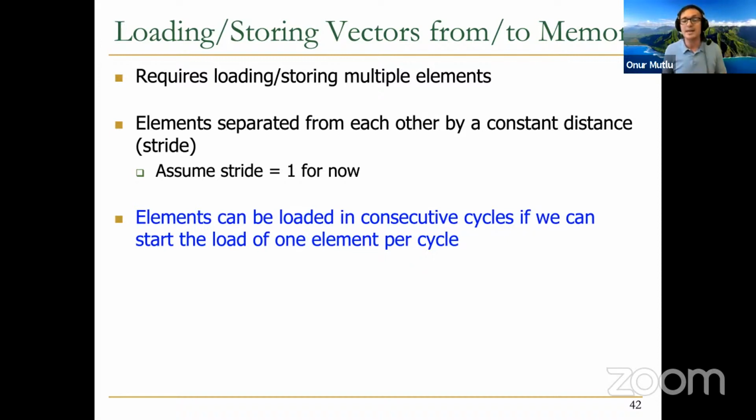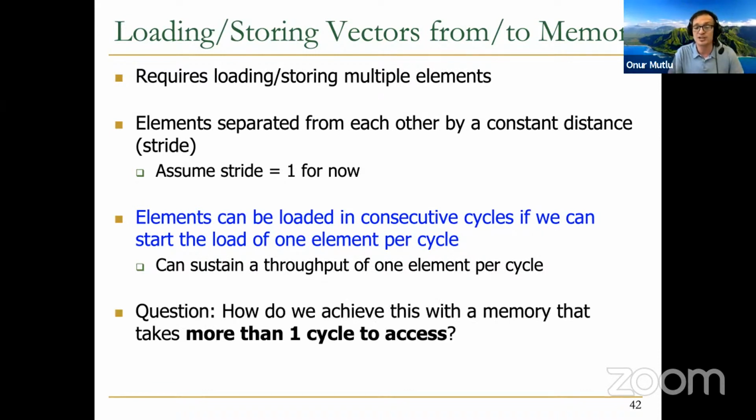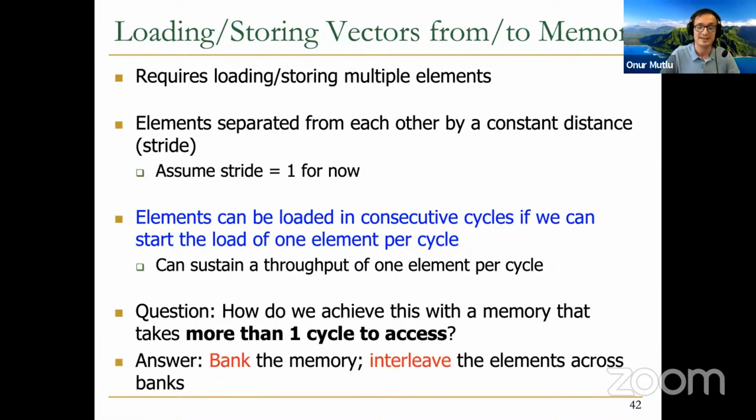And we're going to enable this by banking. Basically, we would like to sustain a throughput of 1 element per cycle. Remember, a vector load loads 1 element per cycle in a vector processor. We would like to be able to do that from our memory system. But of course, how do we achieve this with a memory that takes more than 1 cycle to access? If it takes 1 cycle, no problem. If it takes 2 cycles, well, now we have a problem, right? And the answer people have developed is to bank the memory. Later, we will see other answers, more expensive answers. But banking the memory is a cheaper answer, as we will see now.